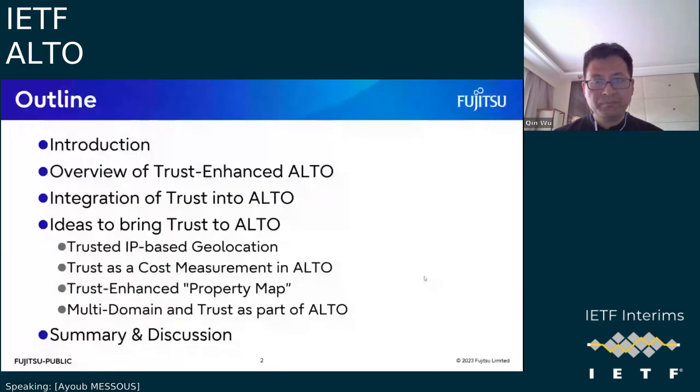The outline of my presentation: I will start with a quick introduction, providing an overview of what trust can bring to ALTO and the possibilities for integrating trust into ALTO. The major part of my presentation is the different ideas we prepared on how we can bring trust into the ALTO protocol. We will end with a summary and hopefully have some time for discussion.